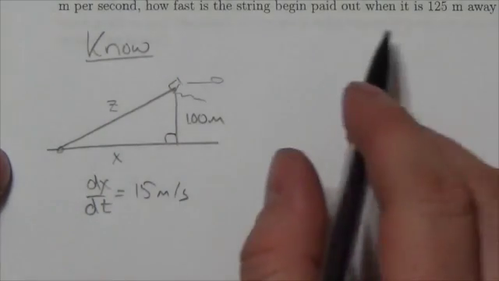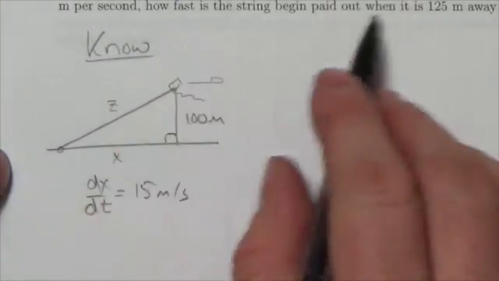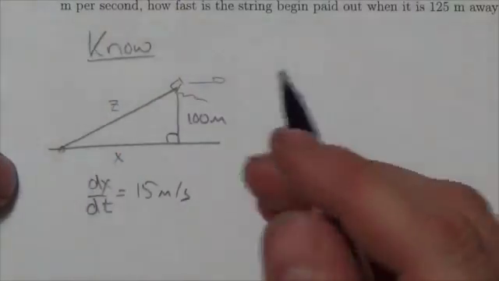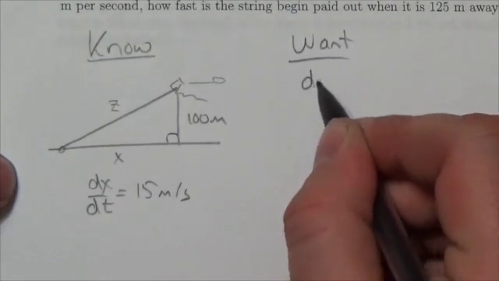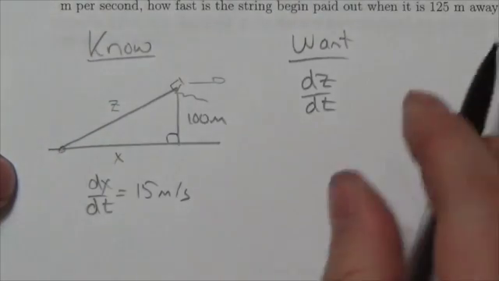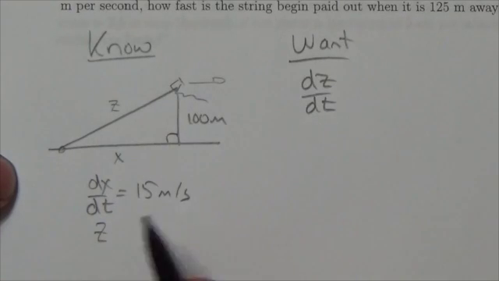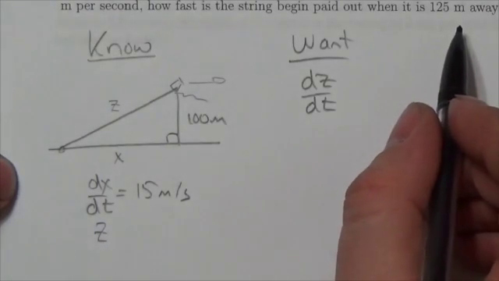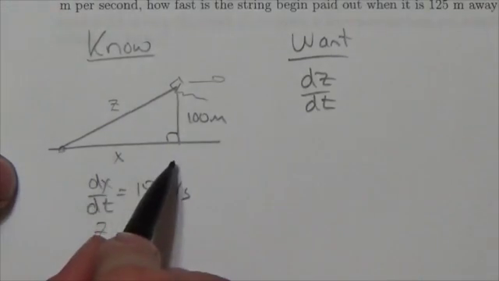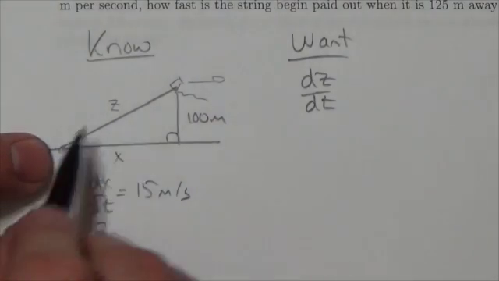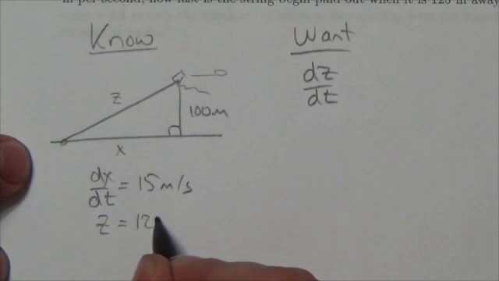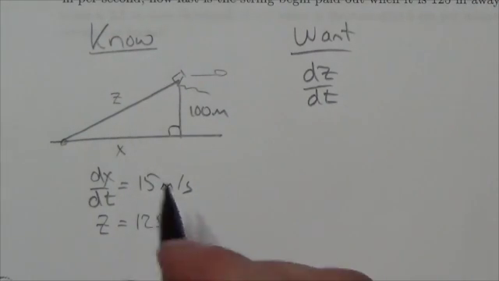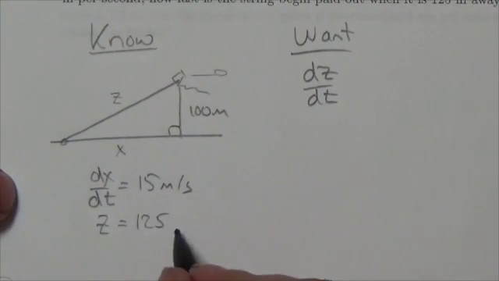Now, I also know that we're interested in how fast the string is being paid out, so I want to know what dz by dt is at the instant that the kite is 125 meters away from her. Now that's not horizontally away from her, that means directly to the kite. How far away is that? We're told here that's 125. Okay, so this is how much we know here.